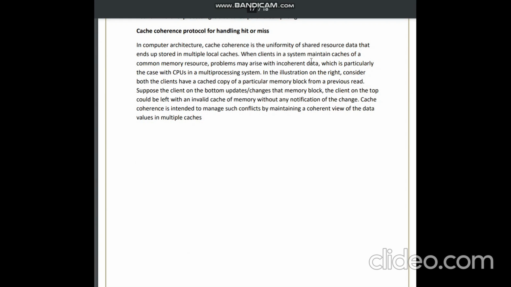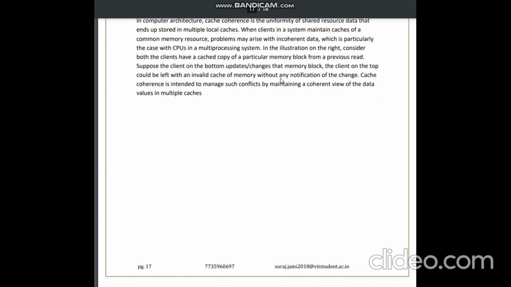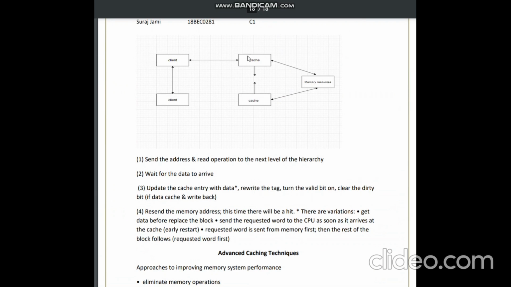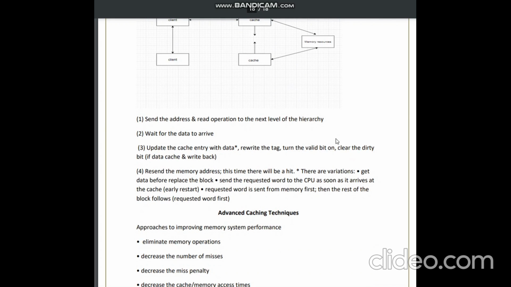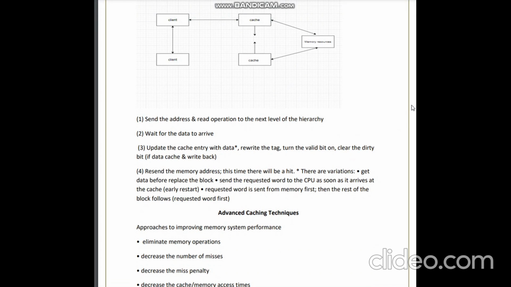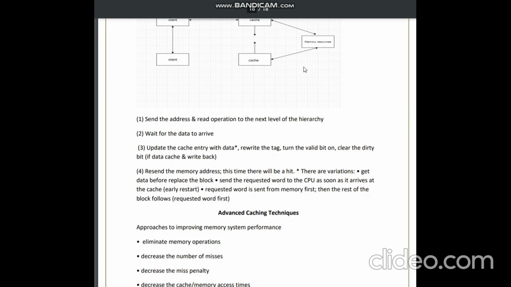When clients in a system maintain caches of a common memory resource, problems may arise with incoherent data. This is the flow chart for client to cache, cache to memory resources, and then again to cache. We have to do the following: send the address and read operation to the next level of hierarchy, wait for the data to arrive, and update the cache entry with the data.